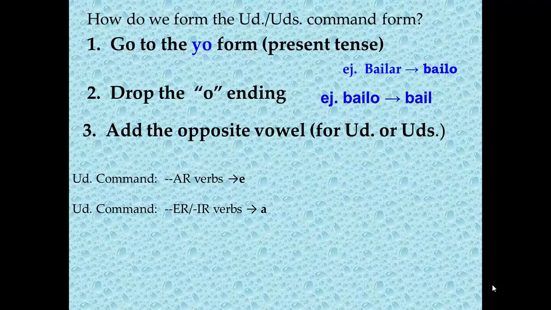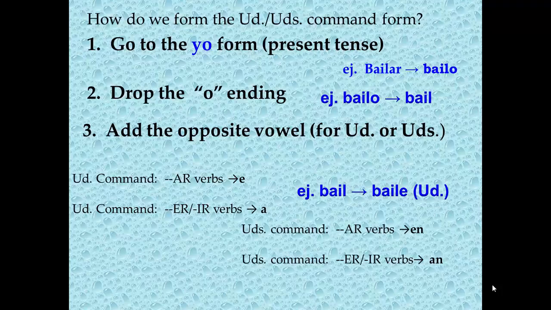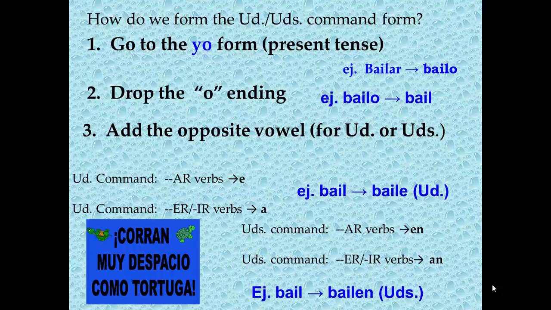Since bailar is an AR verb, we're going to stick an E at the end of it and say baile. And that in itself is your sentence. And you're telling someone to dance. Nicely, of course. If you're talking to a group of people, you're going to do the same thing, opposite endings. You're just going to use the ustedes form. So AR verbs get N at the end, ER verbs get an N. So in this case, if you're talking to a bunch of people and wanting them to dance, you would say bailen. And there's your sentence, basically saying dance. And then there's your example. Corran muy despacio como tortuga.